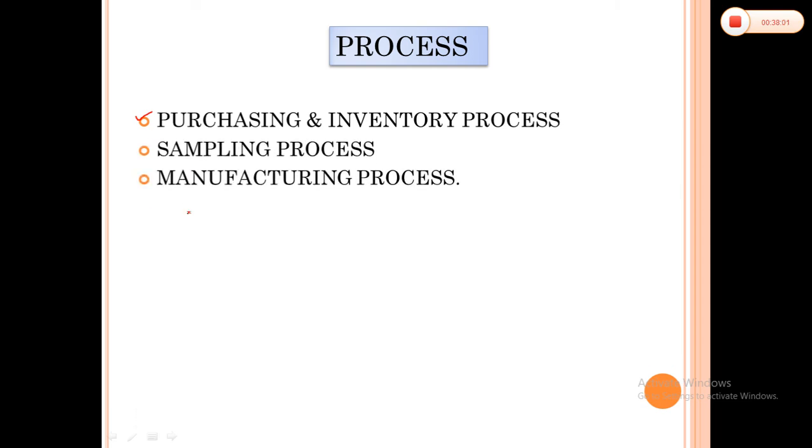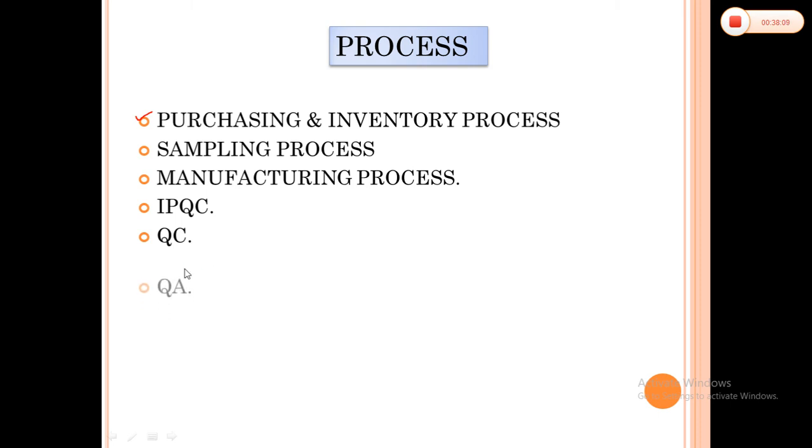So these precautions have to be taken basically to maintain stability in various areas. Now these are the various processes where you have to follow GMP: purchasing and inventory process, sampling process you have to maintain, manufacturing process you have to properly carry out, and the IPQC, in-process quality control tests, that you have to carry out.